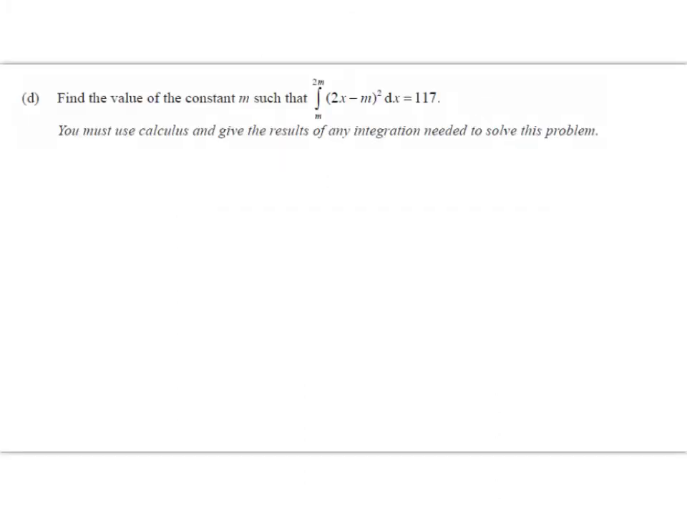Okay, let's take a look at what we've been asked to figure out. Well, we've got 2m and m as my limits. And then I've got this integral here. And we're asked to find the value of m that's going to make that whole thing equal to 117.